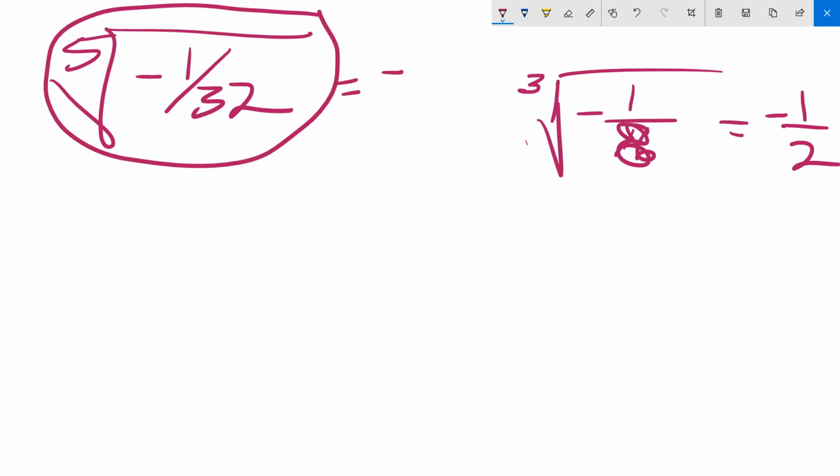Negative 1/2. Correct. Okay. All these where you have big numbers like 32 and 64, they're almost always going to give you whole numbers as answers. And that's why it's really useful to know your powers of 2. It's because you immediately recognize that 32 is 2 to the 5th, and 64 is 2 to the 6th. Yep. Okay, what else?